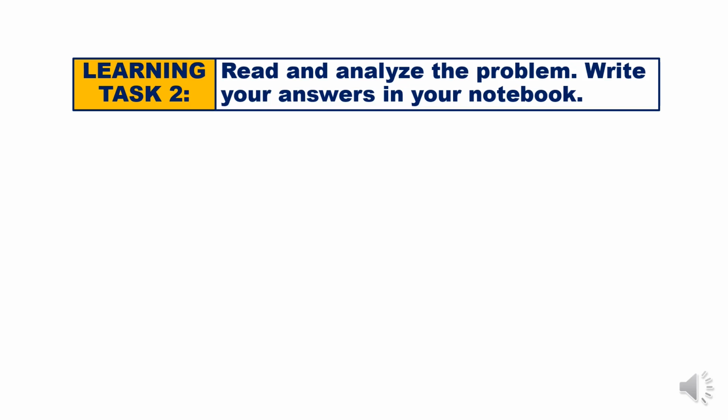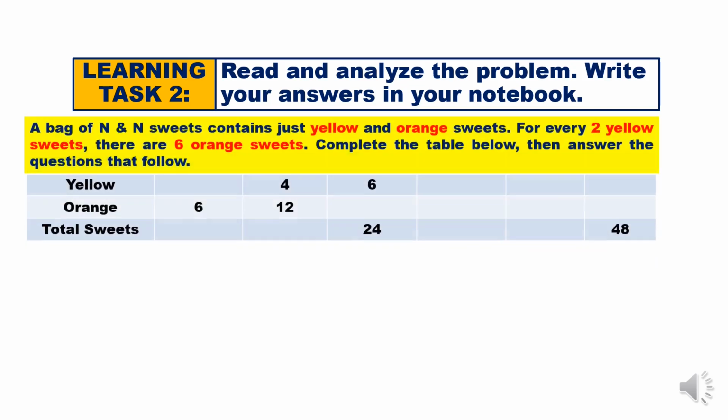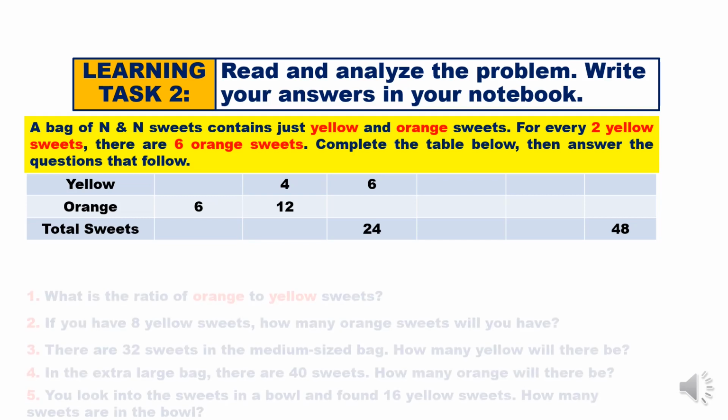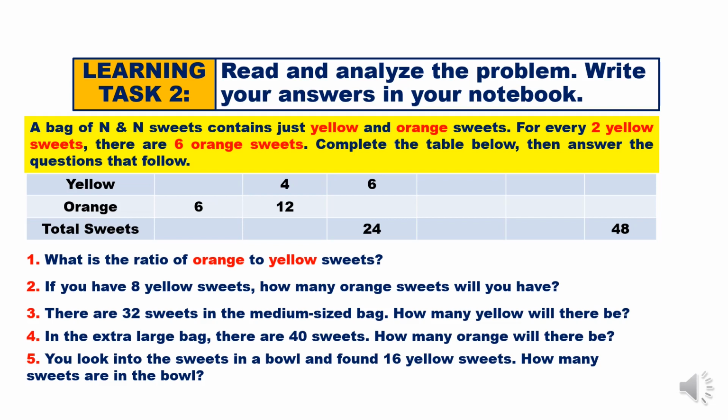For learning task 2, read and analyze the problem. Write your answers in your notebook. A bag of M&M sweets contains just yellow and orange sweets. For every 2 yellow sweets, there are 6 orange sweets. Complete the table below, then answer the questions that follow. For every 6 orange sweets, there are 2 yellow sweets.